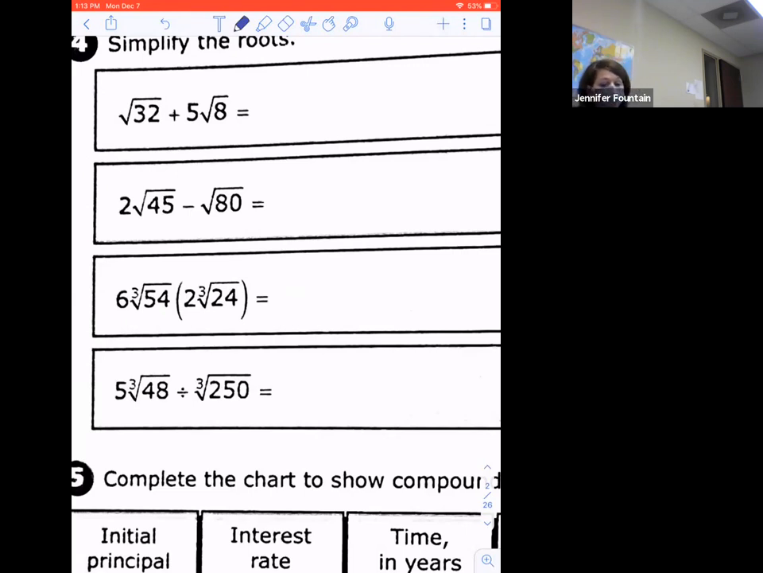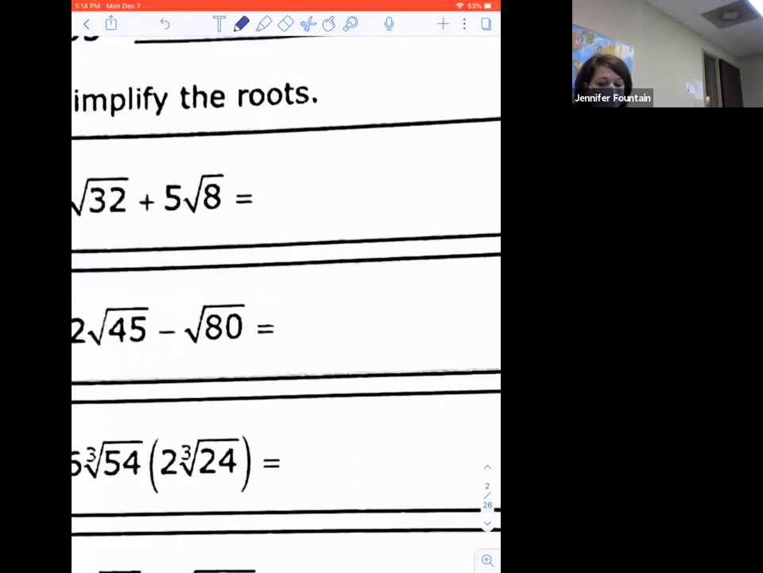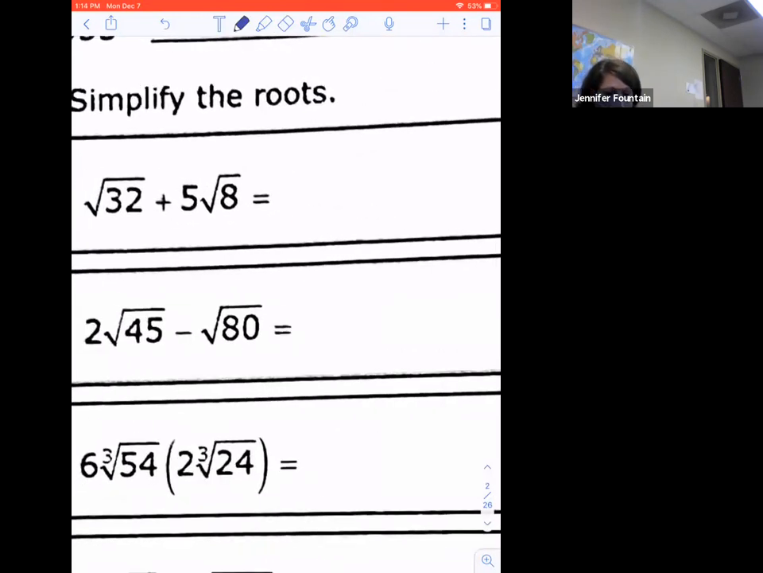I look at this and I've got the square root of 32 plus 5 times the square root of 8. I don't have the same radicals here. Since I'm not starting off with the same radicals, I have to see if I can simplify to get the same radicals. Does anybody remember what our first step is to simplify a radical? I'm going to look at my number underneath that radical as the product of prime factors. So, prime factorization.